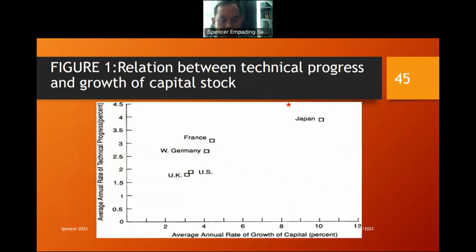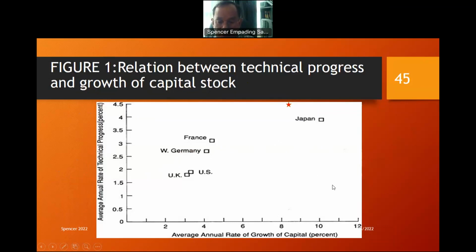This graph here is just to show you the relationship between technical progress or technological progress and the growth of capital stock. So what it means is that you can use technology, and with the use of technology, you can improve your capital stock. So among these countries, Japan is the highest among the developed countries in terms of the annual rate of technical progress, the usage of technology, and the increase in the rate of growth of capital.